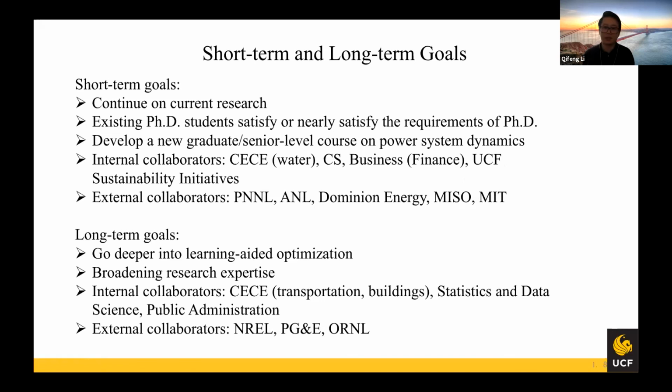Machine learning is also about optimization, but the idea of learning-aided optimization is a little bit different. We're trying to use machine learning to help us improve the efficiency of optimization when we use optimization theory to solve complex optimization in complex network systems like MES. So I will broaden the collaboration inside and outside UCF in the future.